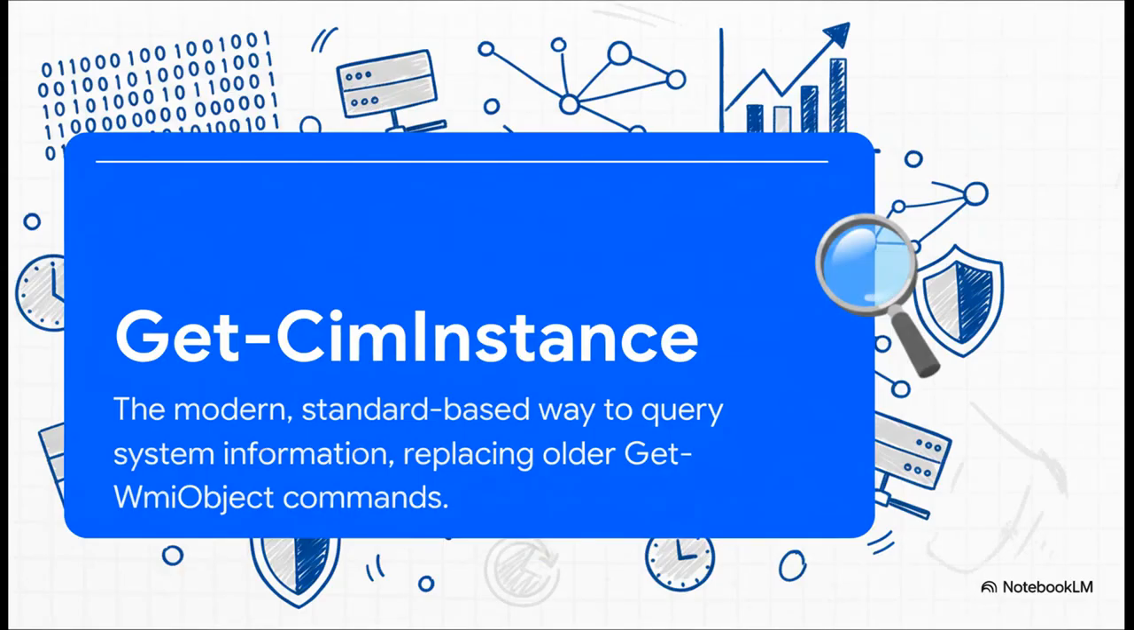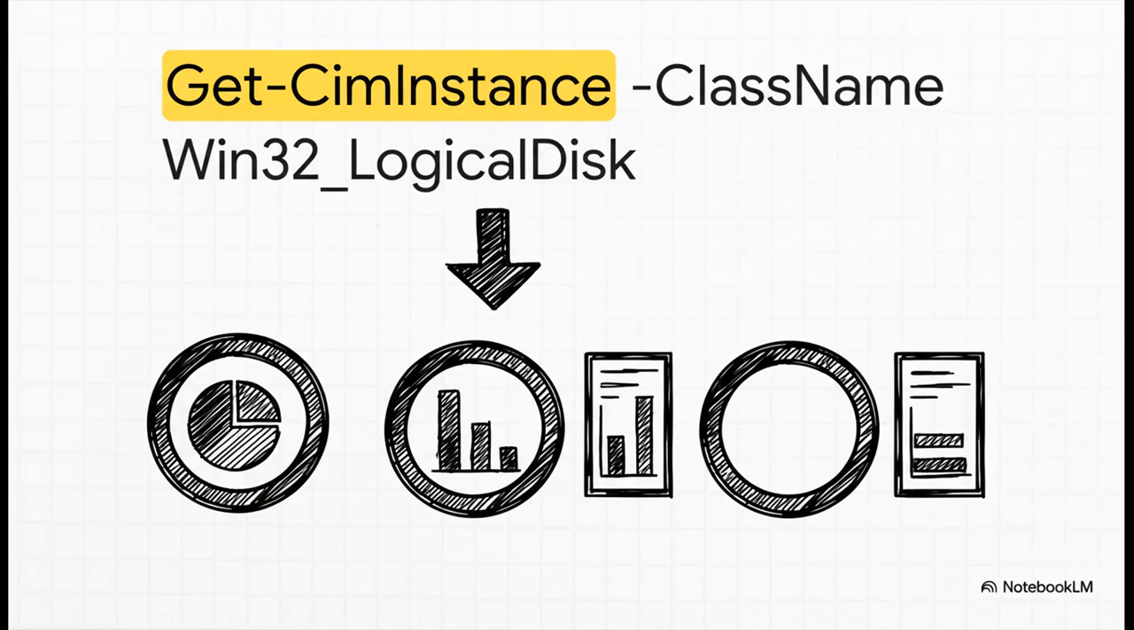Meet Get-CimInstance. This is the modern, standards-based successor to Get-WmiObject. It's almost always faster, and because it uses the same protocol as PowerShell remoting, it's more efficient and way more firewall-friendly. This should absolutely be your new default for any kind of system inventory query. The syntax is going to feel really familiar too.